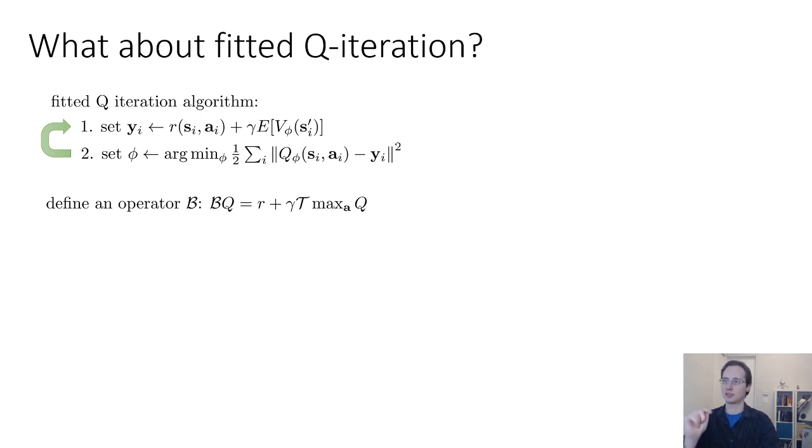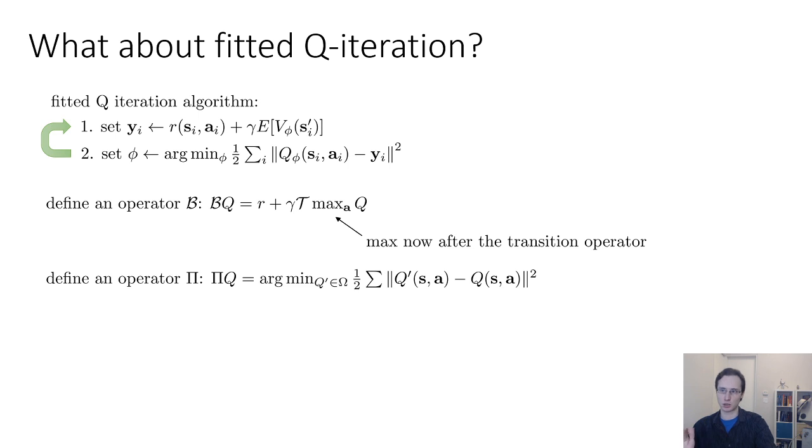Now it's R plus gamma T times max Q. So the max is now at the target value, but same basic principle. So now the max is after the transition operator. That's the only difference. B is still a contraction in the infinity norm.